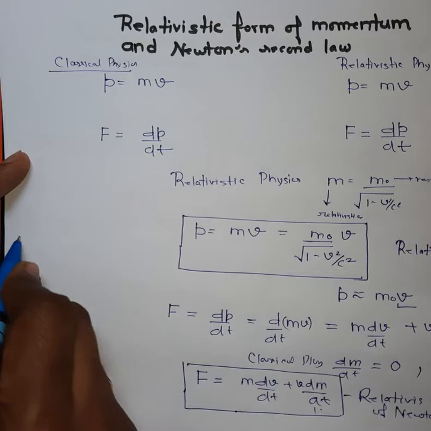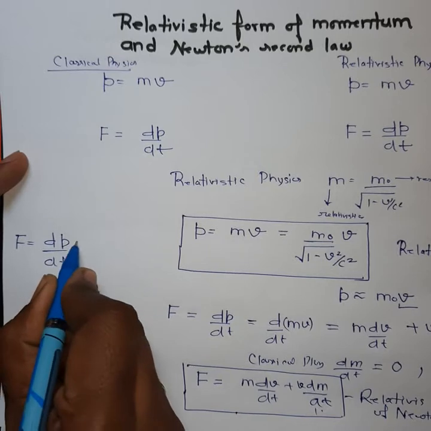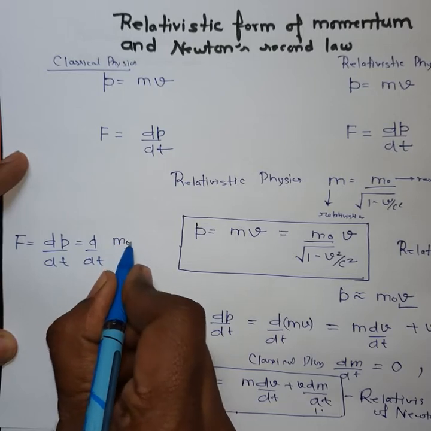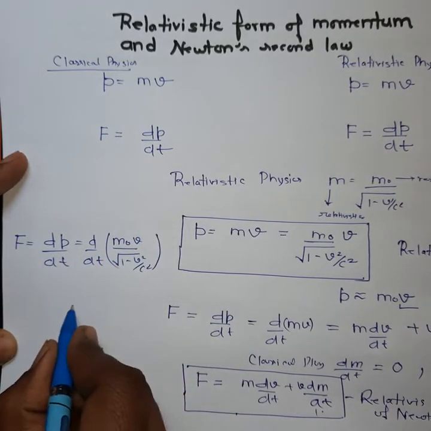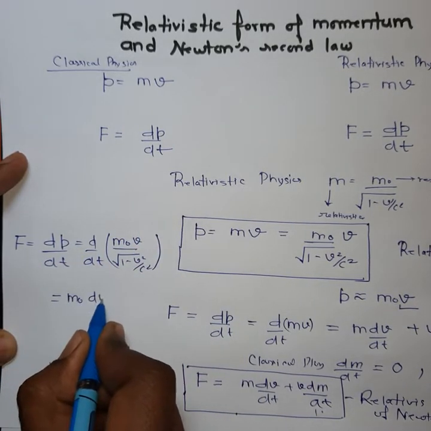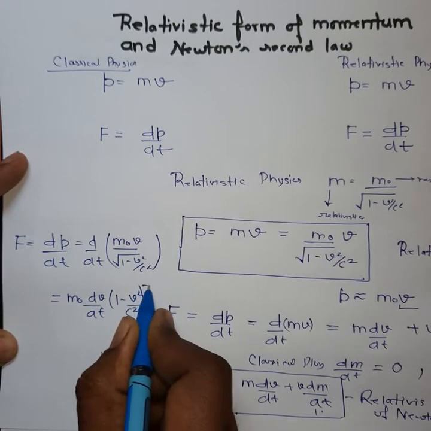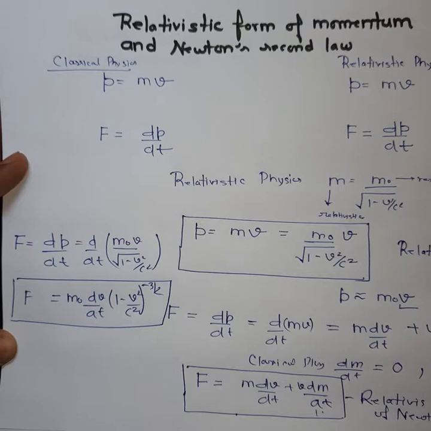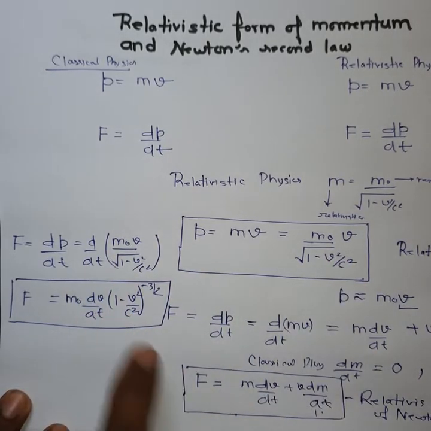You can also write F = dp/dt, and d/dt, you can take the m from here, so that will be m naught v divided by the square root of 1 minus v square by c square. When you simplify it, you will get the expression m naught dv/dt multiplied by (1 minus v square by c square) to the power minus 3/2. So this is also equivalent to this one. In the exam, sometimes it is asked to write the relativistic form of momentum and Newton's second law. So in this way we can give the answer.